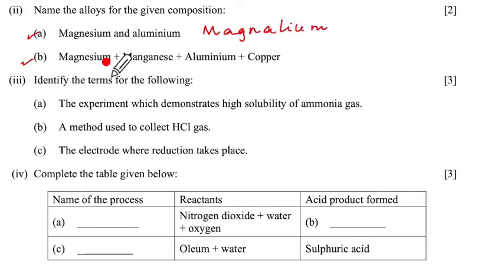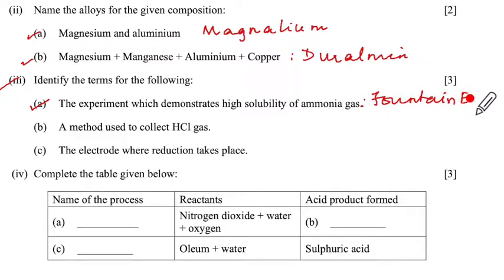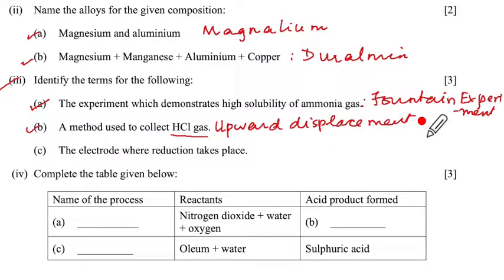And the second one, magnesium, manganese, aluminium, copper, this is duralumin. Identify the terms for the following is the third subpart of question 4. A. The experiment which demonstrates high solubility of ammonia gas. This is the fountain experiment. The method used to collect HCl gas. Hydrogen chloride is heavier than air, so it will be collected by upward displacement of air.